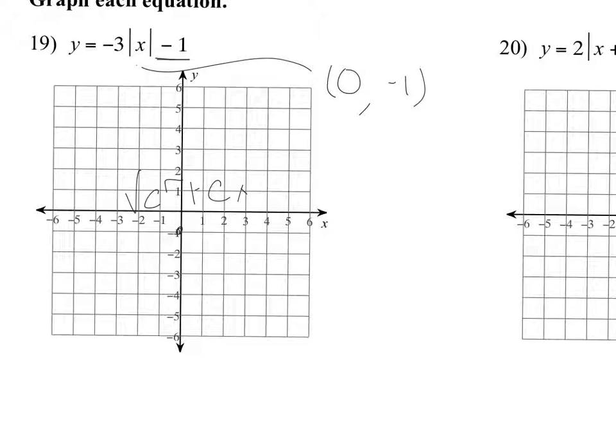From here, I'm going to use -3 as my slope, so I'm going to go down 3, 1, 2, 3, and over 1. There's the right half of this. The left half of this is going to be going back 1 and down 3. And I get an upside down V with a relatively steep slope.